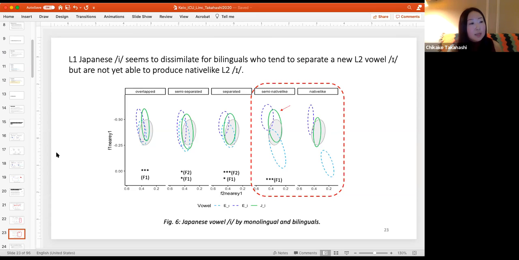When we compare the semi-native-like group and the native-like group, the semi-native-like group had a much larger upward drift. There was not much difference in terms of the location of English I, shown in darker blue, and the main difference between the 2 groups was the native-likeness of English I, shown in light blue. I believe this upward divergence is a dissimilatory drift. Therefore, L1 Japanese I dissimilated for bilinguals who tend to separate a new L2 vowel I, but are not yet able to produce it in a native-like manner.